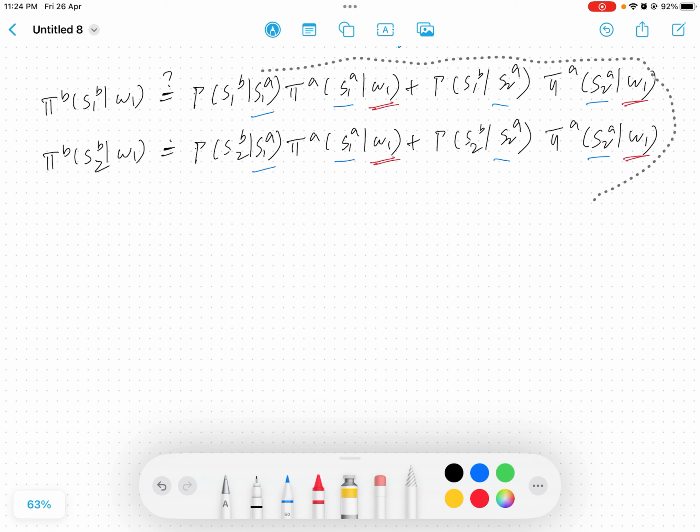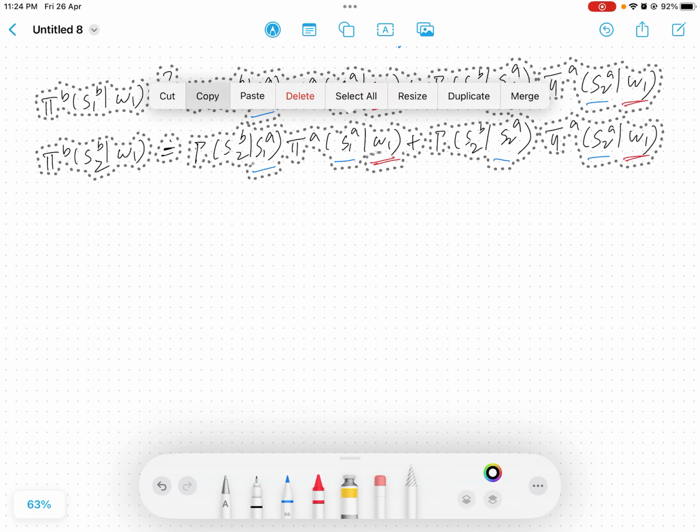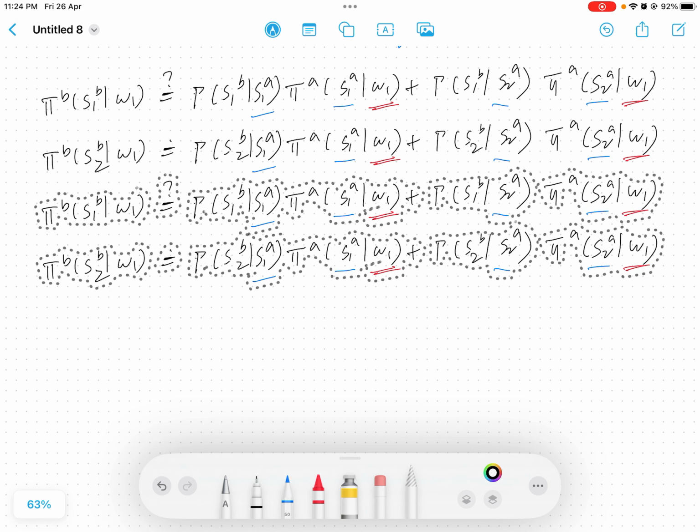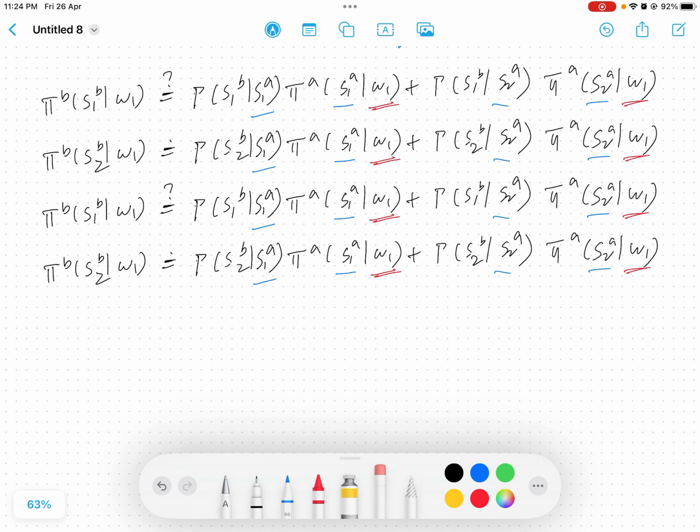So let's just copy and paste this. All right. So we change all those omega 1 to omega 2. Okay. So that's it. Omega 2, omega 2. Okay. All right. So you can see that this is actually just a system of 4 equations with 4 unknowns, right?